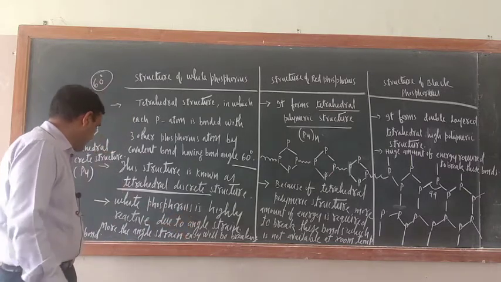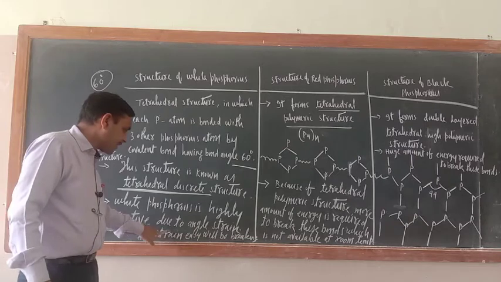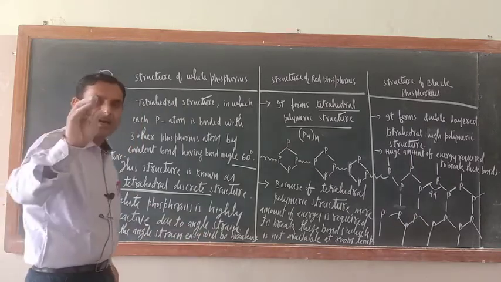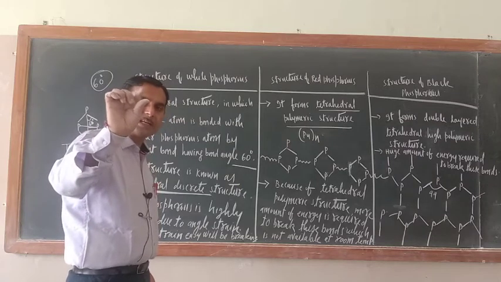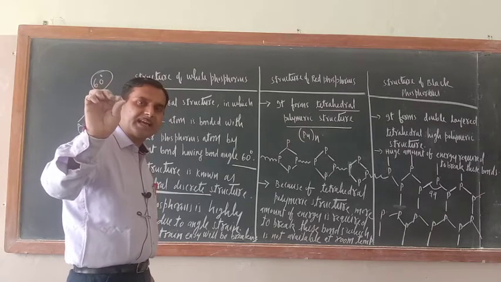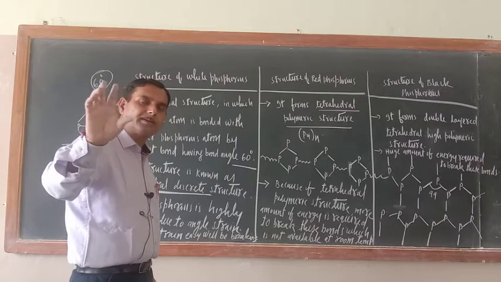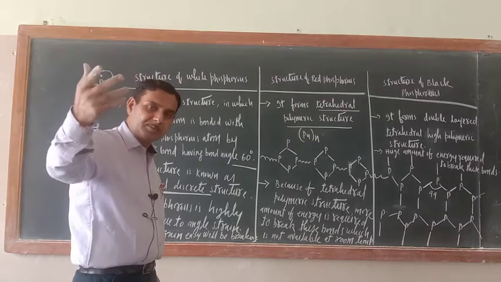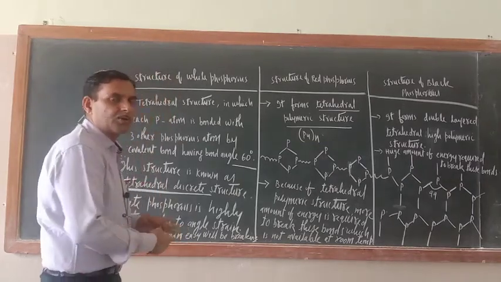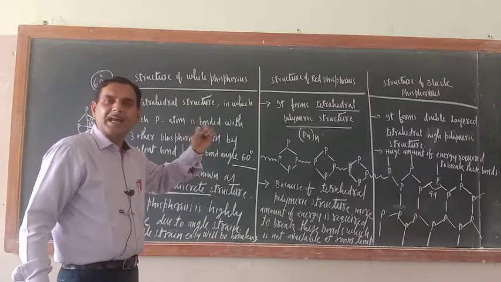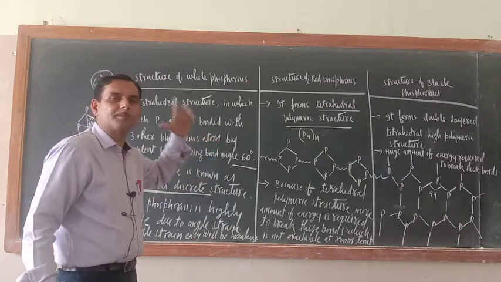Angle strain. The more the angle strain, the easier the breaking of the bond. Just see, now the bond is already feeling the tension, the strain. So when the bond is feeling the strain, it will be broken very easily, and the molecules will become reactive. So behind the greater reactivity of phosphorus, angle strain is playing the most important role.